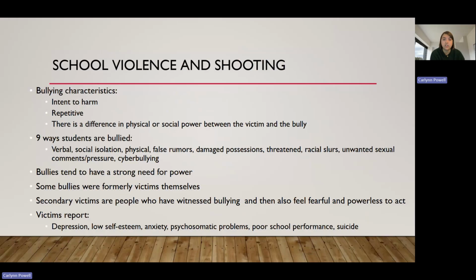It's repetitive, so it's happening over and over again. So this is like you're getting on the bus and every day the guy trips you, or every day someone pushes the locker when you're trying to get in. Like every day, that's bullying.